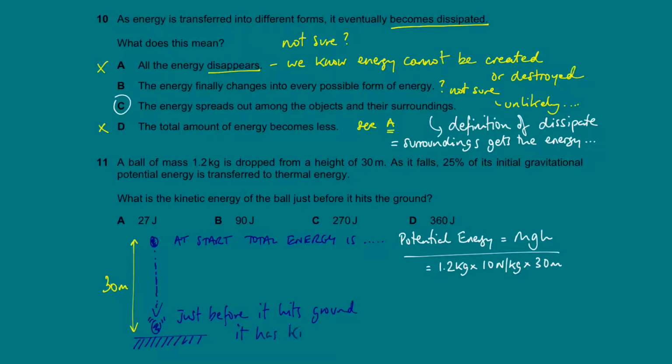We don't even have to work out the velocity. We can just put in the mgh to work out the potential energy in the beginning, and then we just find 75% of that because it's lost the 25%.